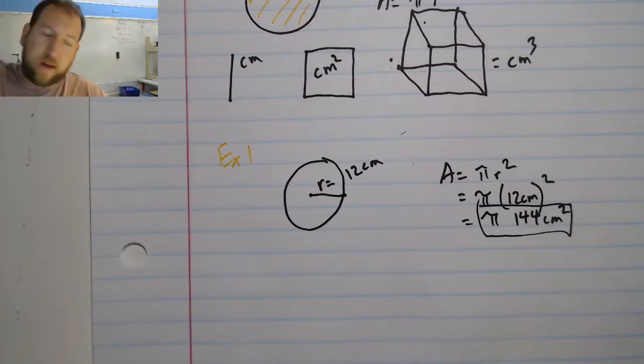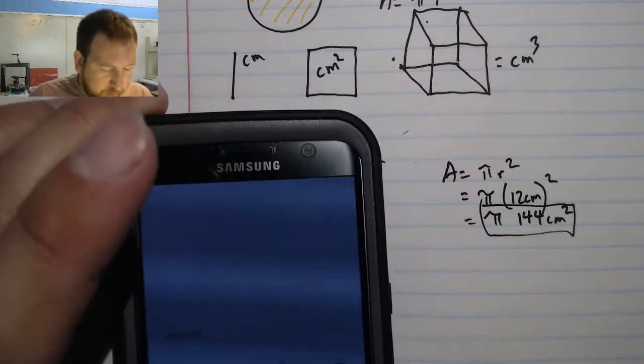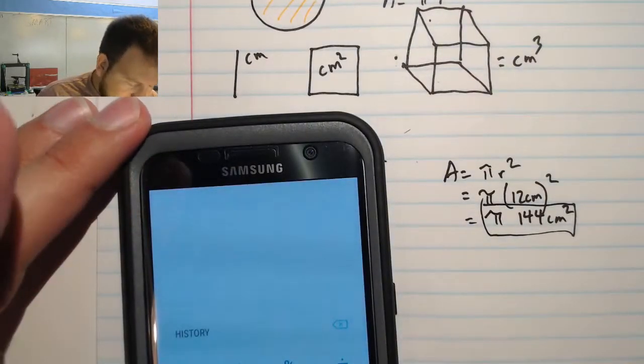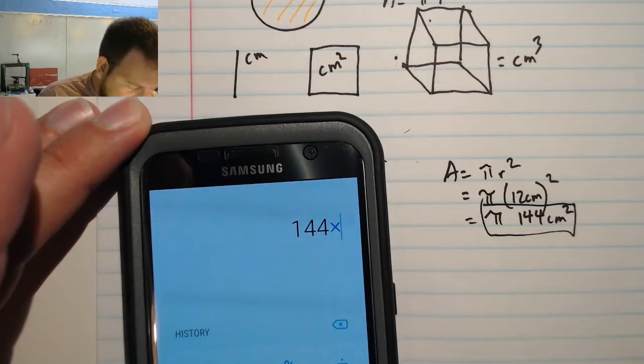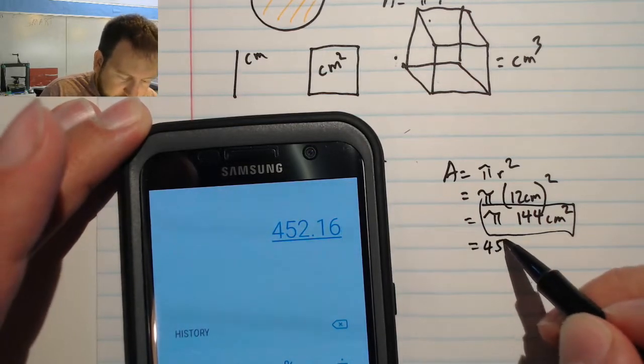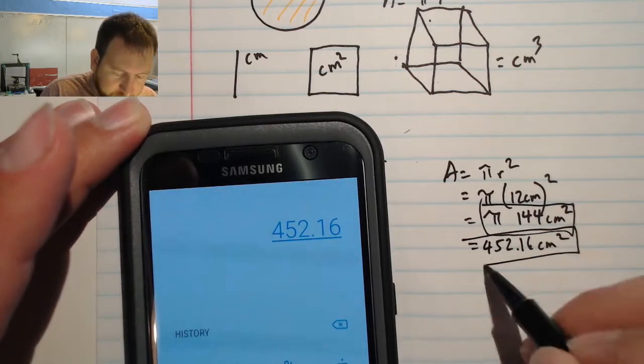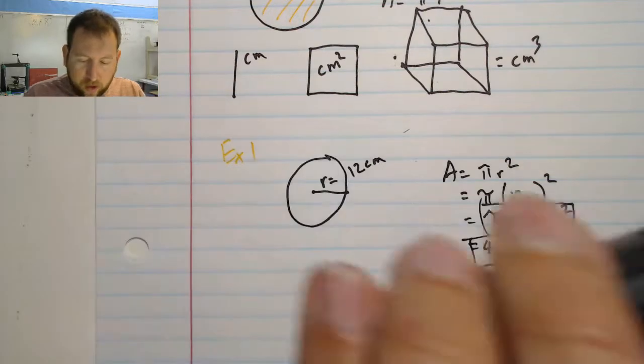Let me grab my phone and my calculator. And I can do 144 times 3.14, and that will also get me 452.16 centimeters squared. Easy enough.